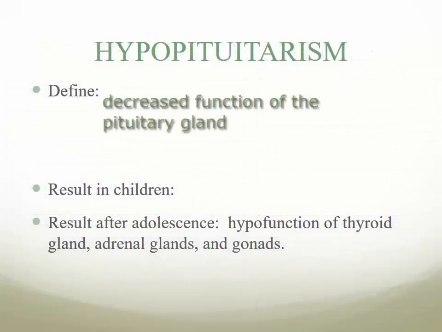Decreased function of the pituitary gland causes profound generalized disturbances in bone growth and maturation. The result in children is a type of dwarfism, in which the delayed appearance of epiphyseal centers causes the failure of the bones to grow normally in length or width. Hypopituitarism occurring after adolescence results in hypofunction of the thyroid gland, adrenal glands, and gonads.